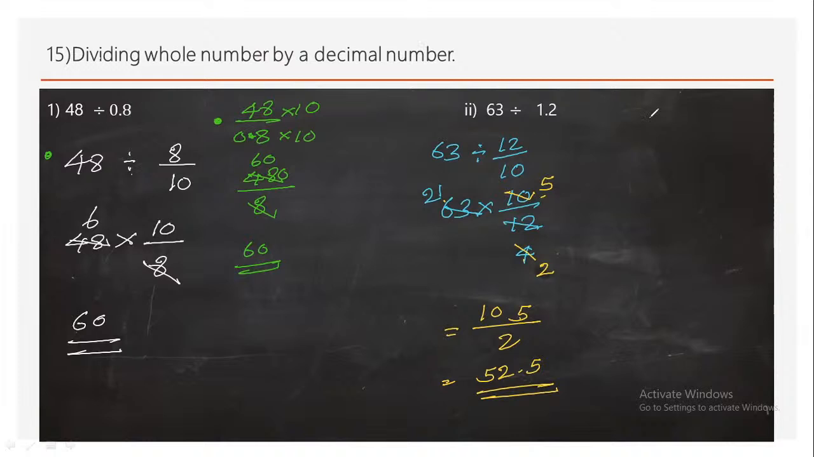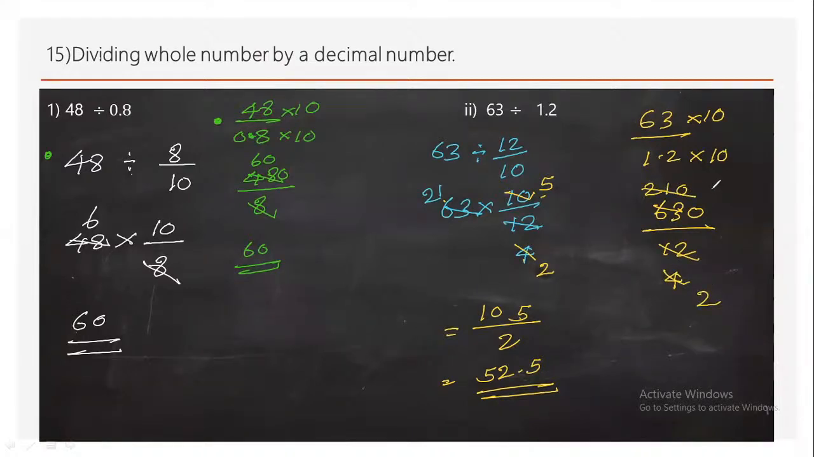Write at the numerator 63, denominator 1.2. This contains 1 decimal place, to remove the decimal place by 10. This is also by 10. 630 over 12. Now cancel out 12 and 63. How many 3's? 4. How many 3's? 2, 1, 210. Again by 2. Again by 2, this one. How many 2's for this? 1, 0, 5. Then 105 divided by 2, that is also 52.5. Any of the methods you can follow.